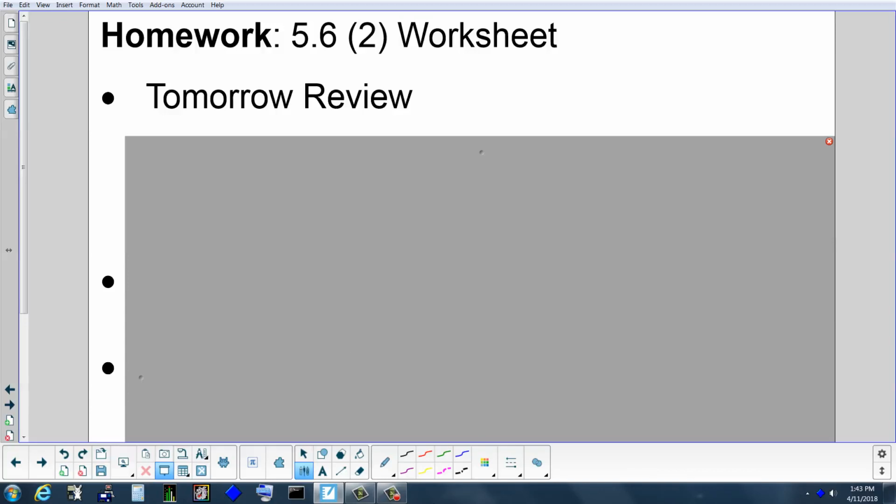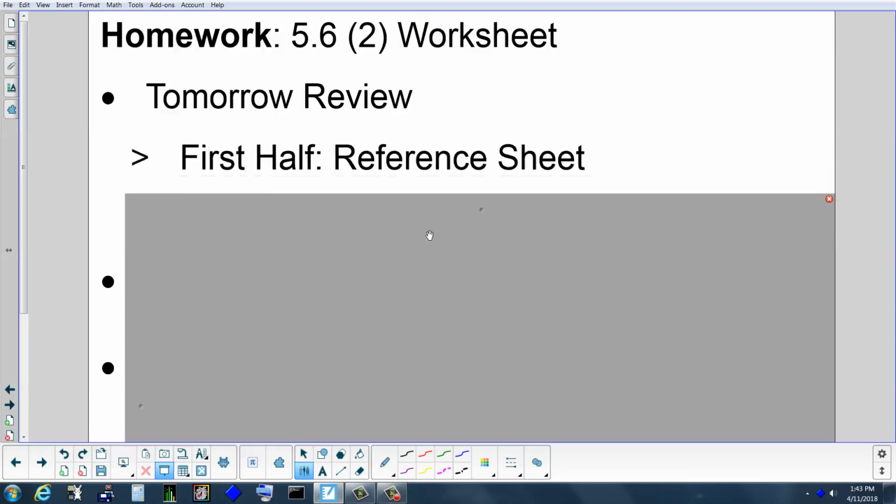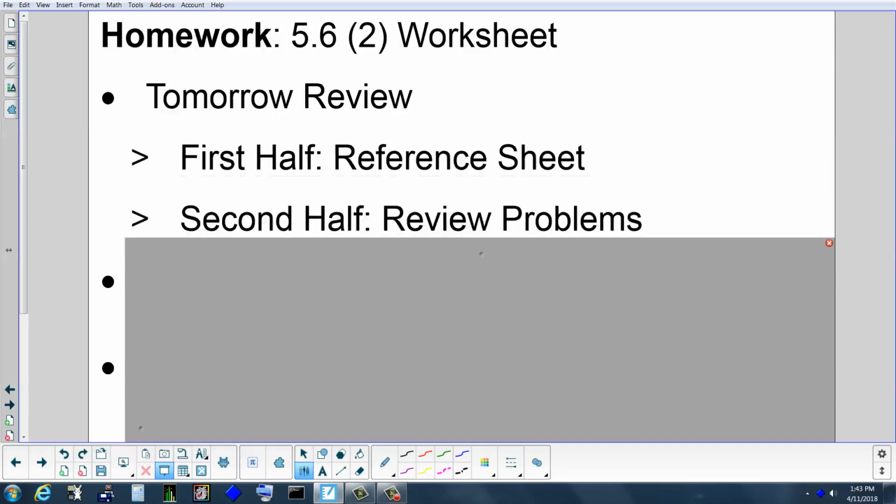So here's the plan. Tomorrow, for the first half of class, we'll give you guys the reference sheet. You can do it in class. I think 40 minutes should be enough for you to go back in your notes, find the examples you need, and fill out your reference sheet. The second half of class will be some type of review, some type of game. We'll figure something out.